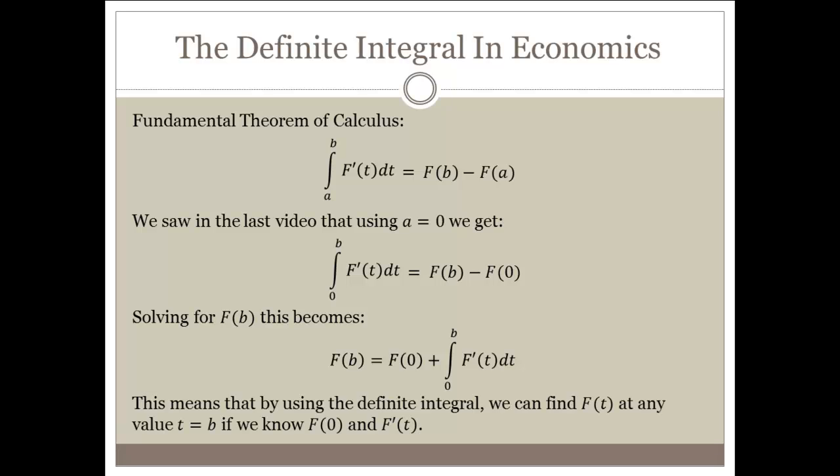This means that by using the definite integral, we can find the function f of t at any value t equals b if we know the starting value f of 0 and the derivative f prime of t. This can be useful because oftentimes it is easier to find how fast something is changing, that is, to find its derivative, than it is to find a function itself.